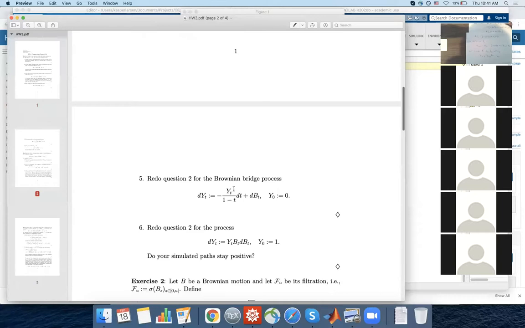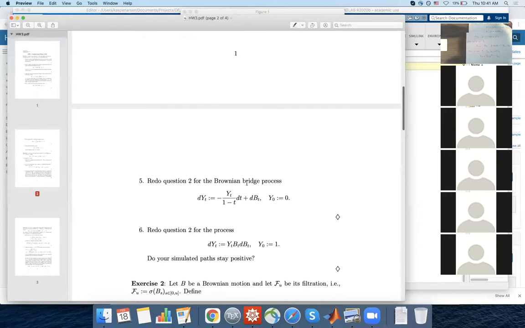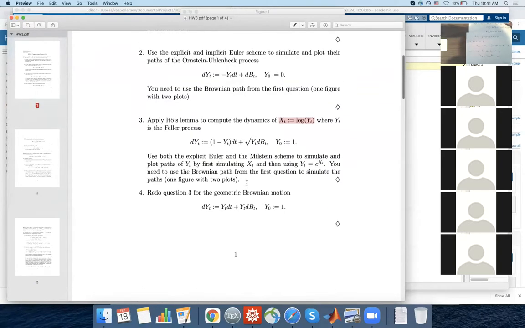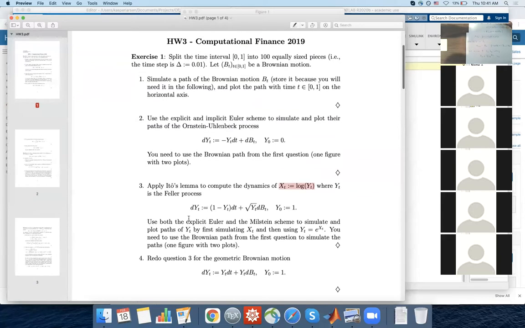There's one here that's more complicated. This is the Brownian bridge. I don't think we're going to have time for the Brownian bridge today. We'll do it next time. But this was the explicit Euler scheme. If you want to maintain something like positivity of your process, you might have to apply a transform with a function first, typically log, then simulate the new process you get out, and then you can revert back simply by inverting that function you've been using.